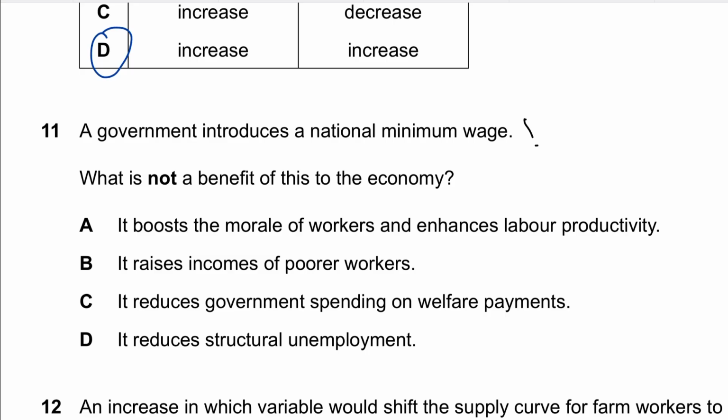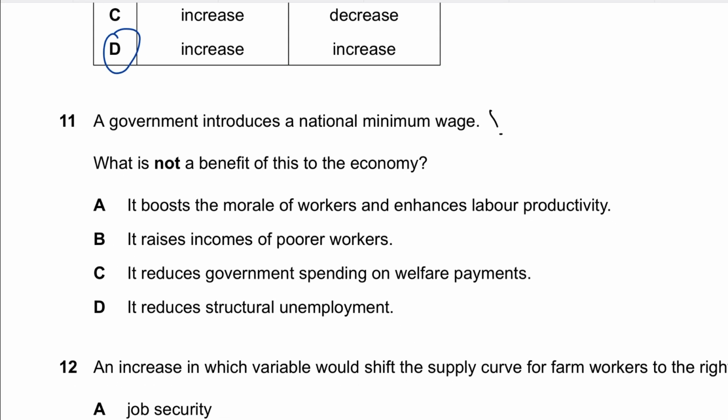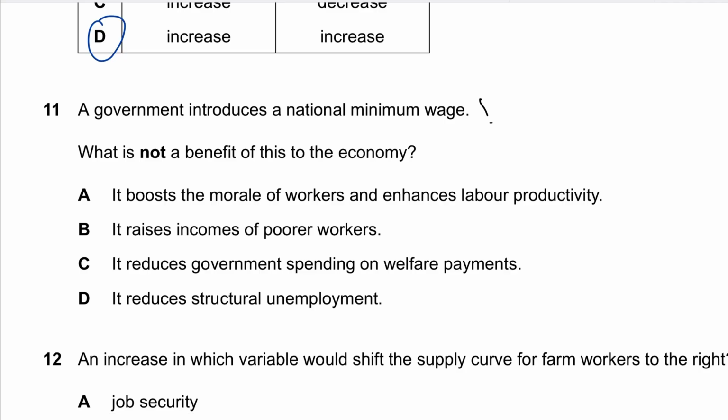Question number 11 says, a government introduces a national minimum wage. What is not a benefit of this to the economy? Now, option A, national minimum wage is basically a legal minimum wage below which workers cannot be paid, and we know that it can increase the incomes of low paid workers, and it also may improve the motivation levels and the productivity of the workers who are paid that national minimum wage. So it's a good thing, right?